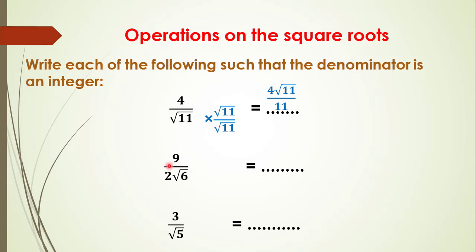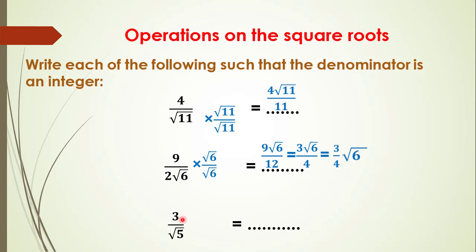The second one, 9 over 2 root 6. In the same way, I multiply up and down by root 6. So it will be 9 root 6 over 2 times 6. 2 times 6 is 12. So 9 root 6 over 12. And we can simplify by dividing 9 and 12 by 3. It will be 3 root 6 over 4.